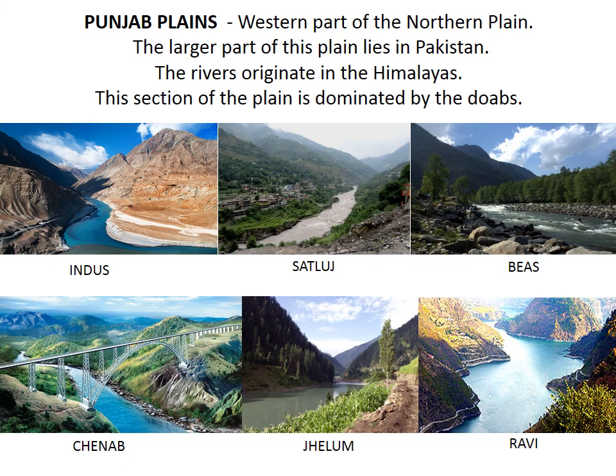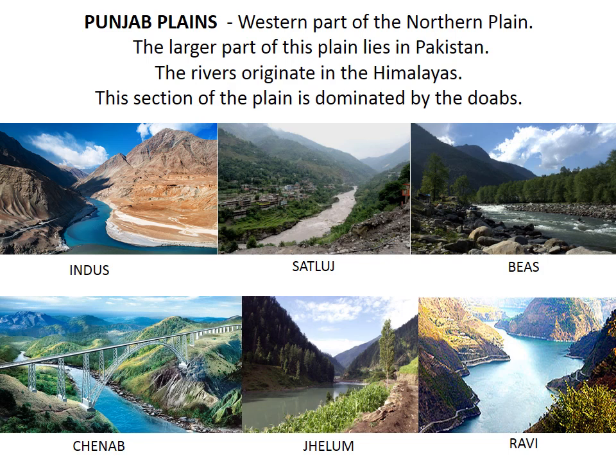A major part of the Punjab plains lie in Pakistan, and the rivers which are forming this plain are the Indus and its tributaries. So we have Indus, Satluj, Beas, Chenab, Jhelum, and Ravi. Most of these rivers are originating in the Himalayas. In fact, Indus and Satluj and Brahmaputra, which we will study later, they are all originating near the Mansarovar Lake beyond the Himalayas in Tibet. And the others are having their sources there.